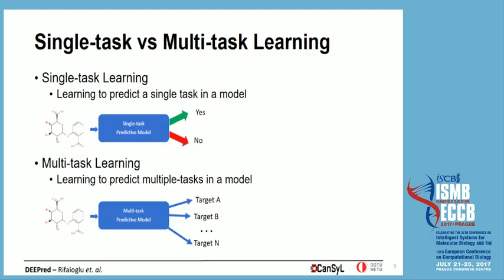Traditionally, learning is performed to predict a single task. In single task learning, the aim is to learn one task at a time. So we divide large problems into small and reasonably independent problems, and these sub-problems are learned separately. Whereas in multitask learning, multiple targets can be predicted using a single predictive model.